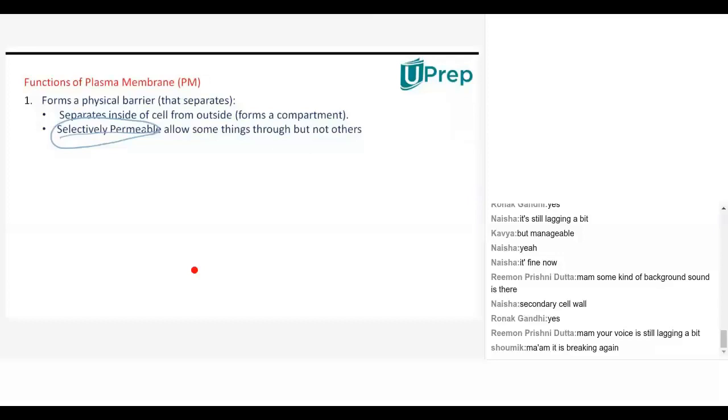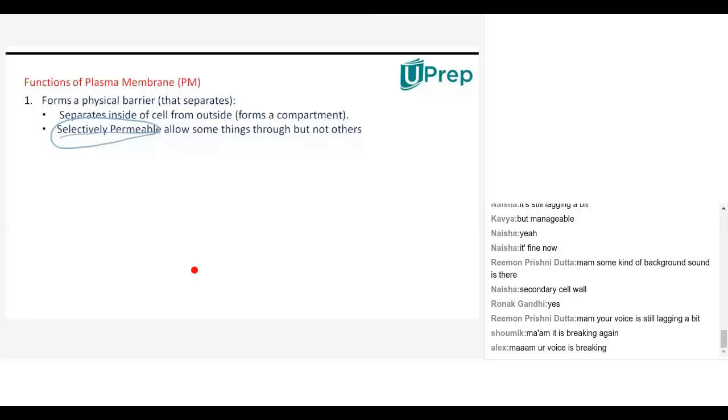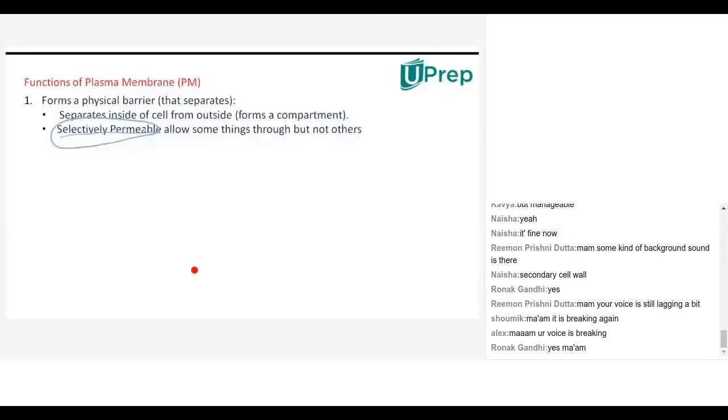So the cell membrane will have the capacity to choose what materials have to enter into the cell and what materials leave the cell. How the balance of a cell will be maintained by the plasma membrane. Okay? Is that word selective permeable clear?